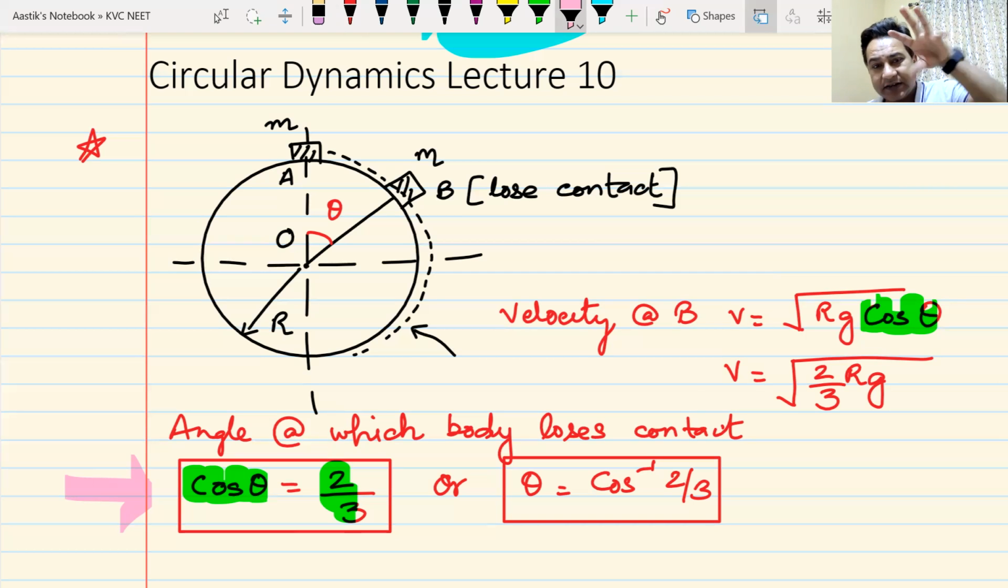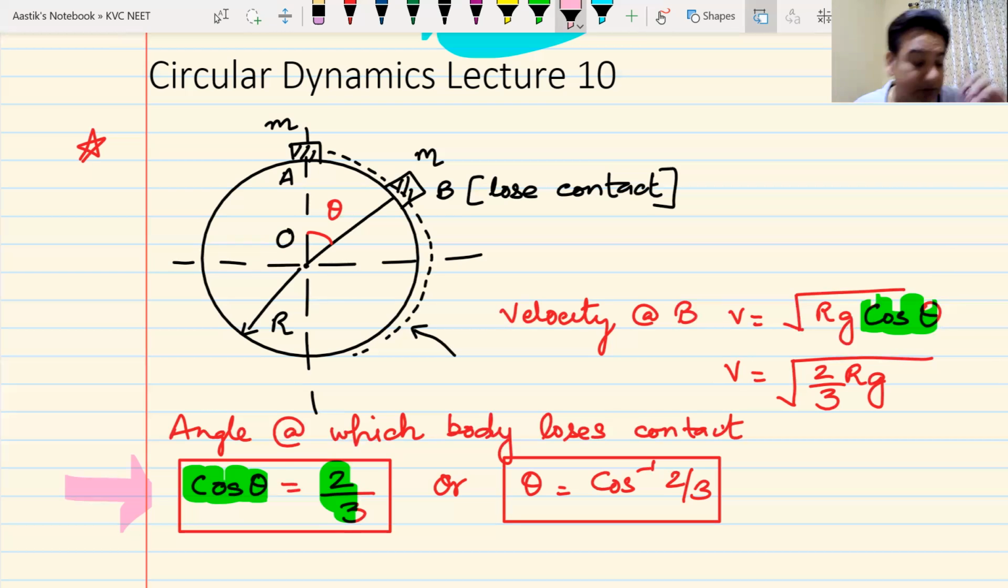Remember, the body is kept on the top or outer surface of a round body. It may be a cylinder, it may be a sphere, it may be anything circular. At some point in time, since it is not confined to circular path, it is not attached to the circular path, this body will leave contact. At what point it leaves contact? Cos of that theta is 2 by 3. The velocity with which it leaves the contact is root over Rg cos theta, and it is equal to root of 2 by 3 Rg.